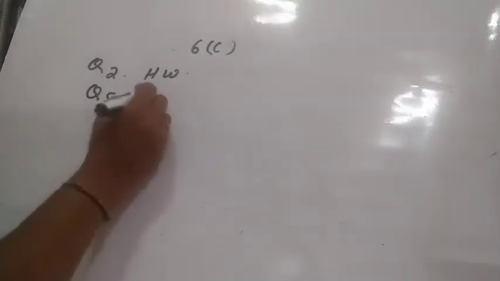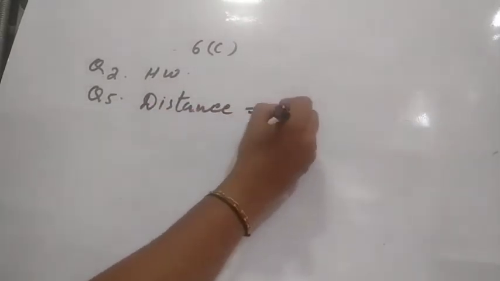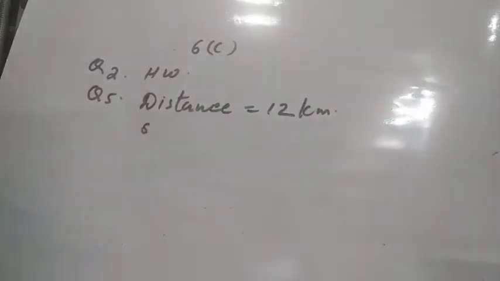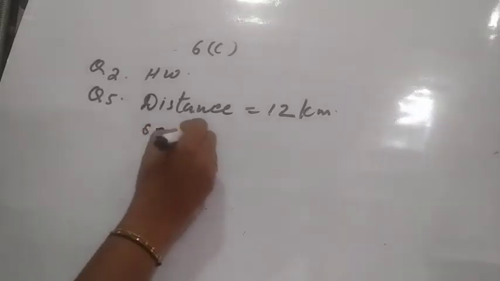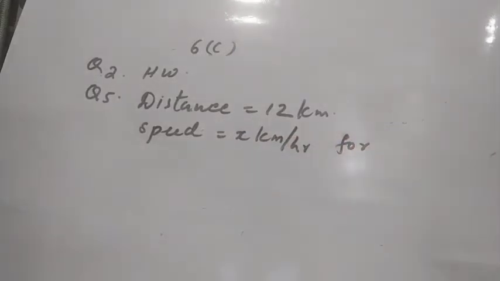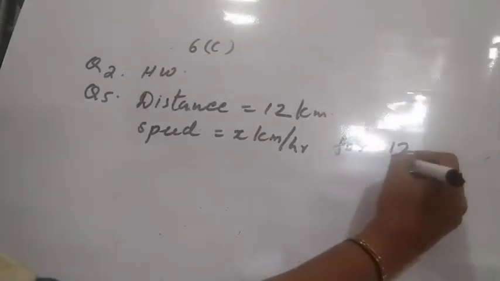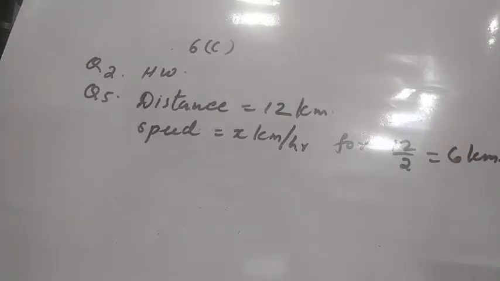What is the total distance covered by the girl? Total distance is equal to 12 kilometers. She covers half of the distance at a speed of x km per hour. Half of the distance means what? 12 by 2, no? 6 kilometers. That means she used x km per hour to cover 6 kilometers.